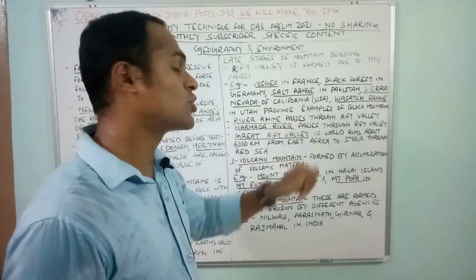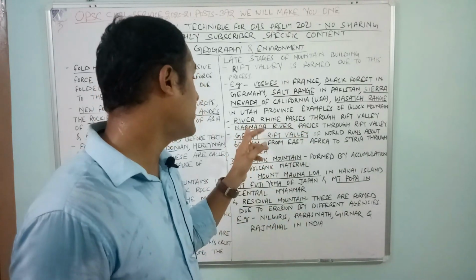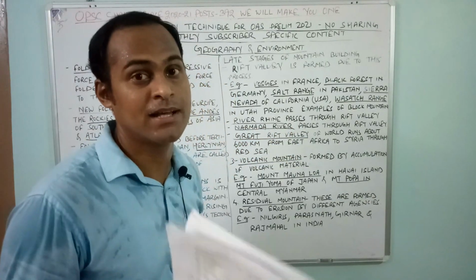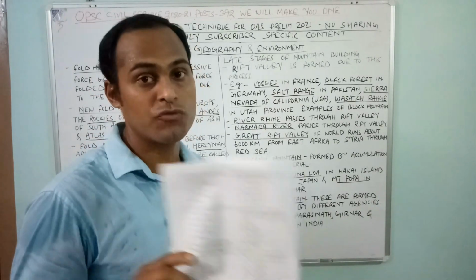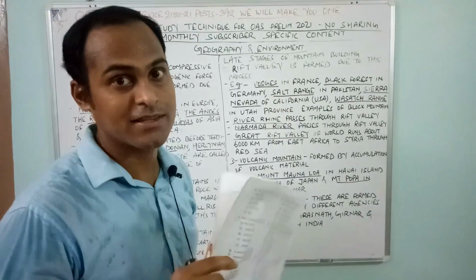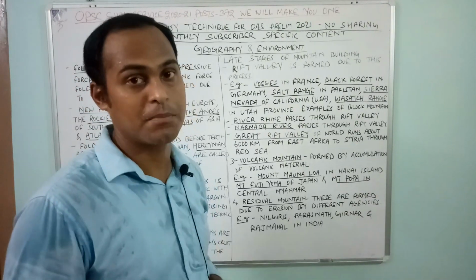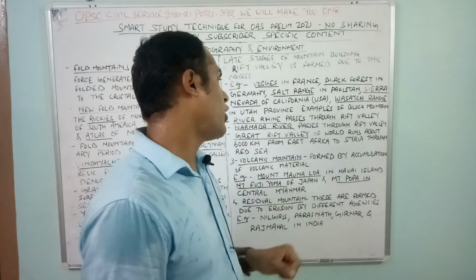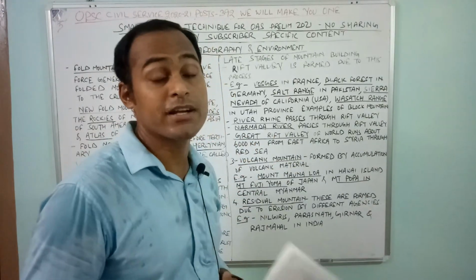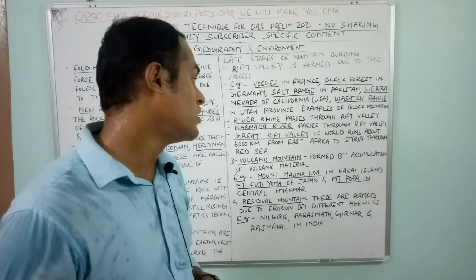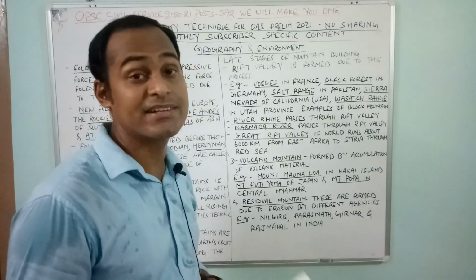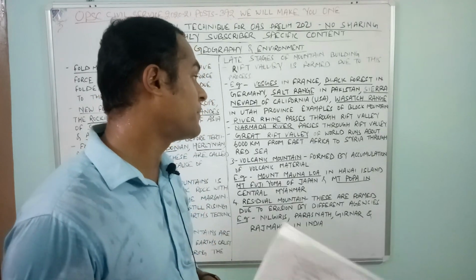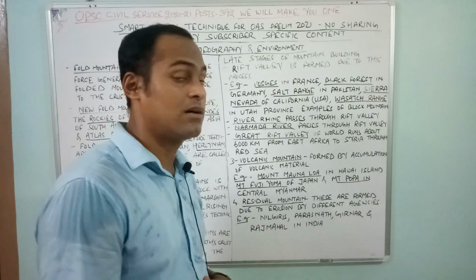Then River Rhine passes through a Rift Valley. Very important. River Narmada again passes through a Rift Valley. Your assignment: the Narmada river passes through which two mountain ranges? The Great Rift Valley of the world runs about 6,000 kilometers from East Africa to Syria through the Red Sea. Very important. Great Rift Valley: 6,000 kilometers from East Africa to Syria.